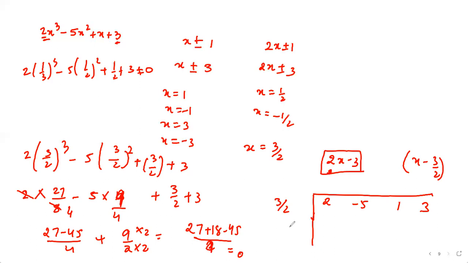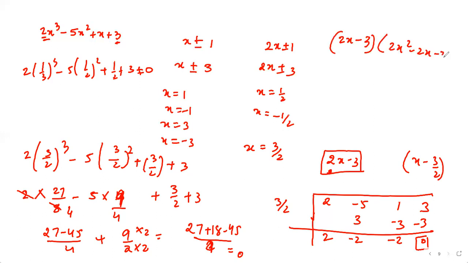So what you do is you bring this down, this times 3, this is 3, minus 5 plus 3 is -2. -2 times 3 is -3, and this is -2, -2 times this becomes +3, -3, this is 0. So you got the other factor as 2x squared minus 2x minus 2, but actually that's not the right quotient, because if I take the second factor as 2x squared minus 2x minus 2, in short, you're getting the coefficient of x cubed now as 4, which is not possible.